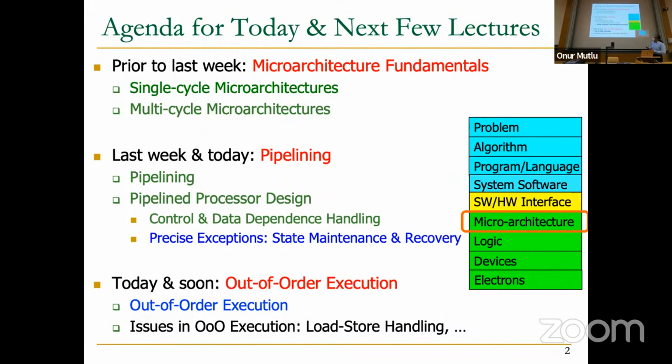This is where we are actually. We're going to finish pipelining with handling precise exceptions. As I said, this is a very important topic. And we're going to leapfrog into out-of-order execution in this lecture. And we're going to talk about out-of-order execution, hopefully, in the second part of this lecture. But that depends on how much progress we make in the precise exceptions part.